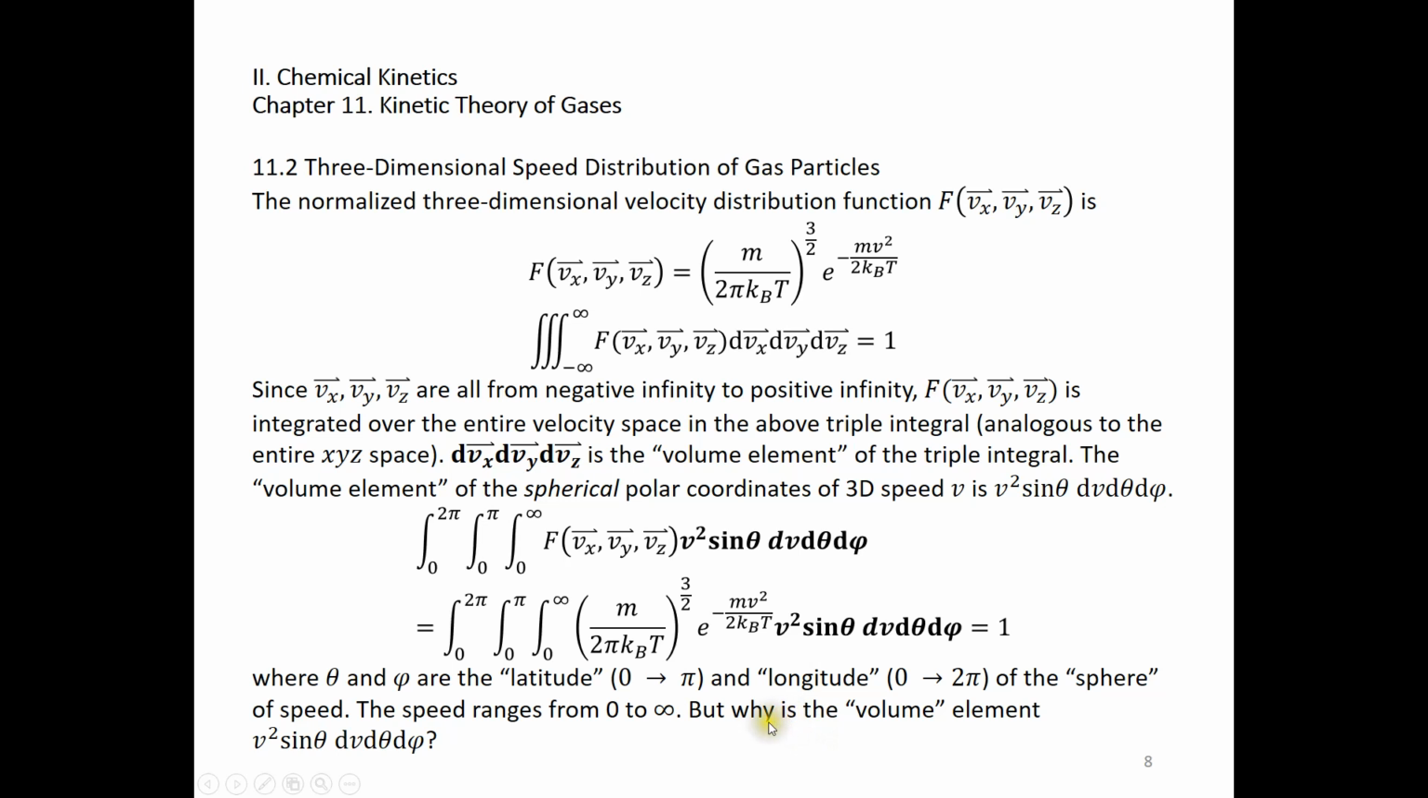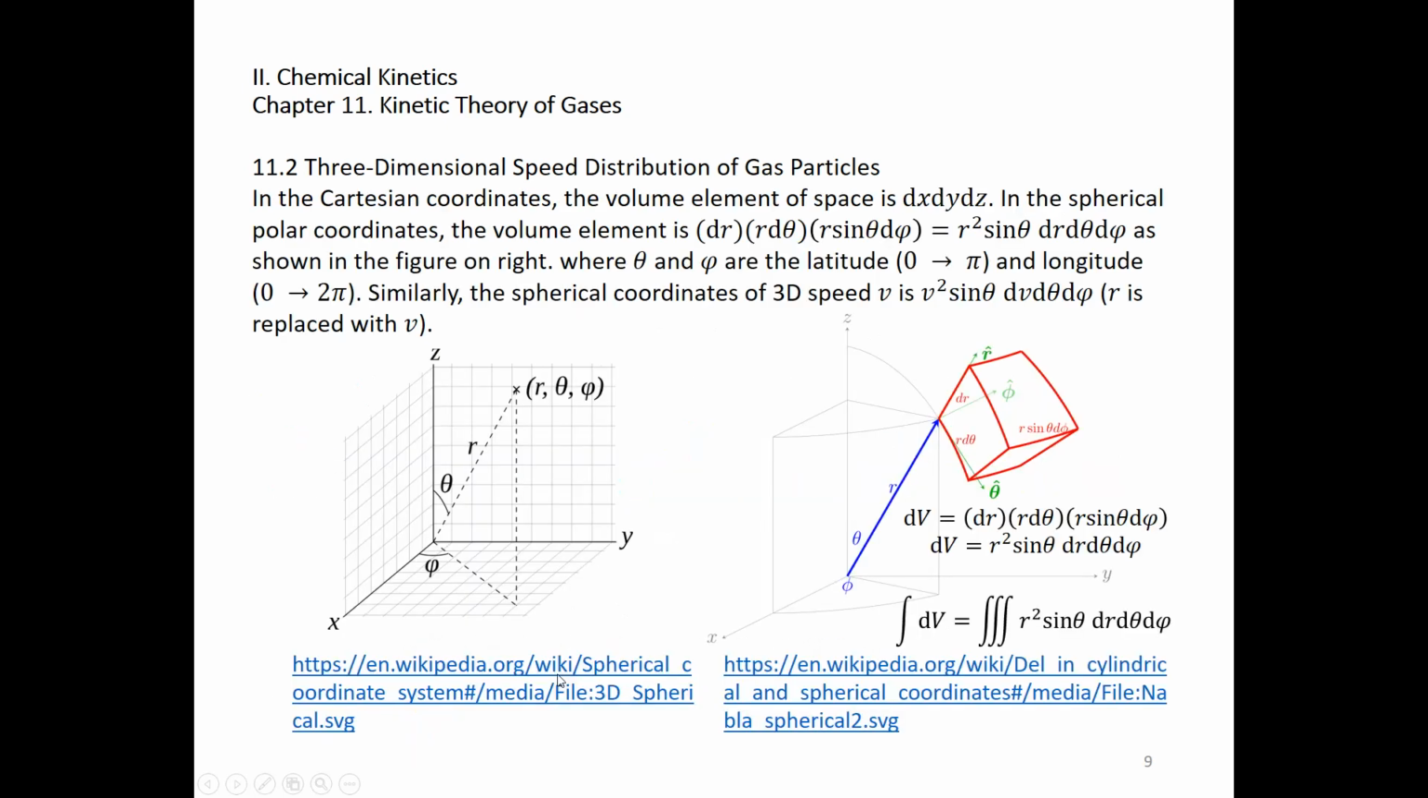Now we're going to answer this question: why is the volume element v squared sine theta dv d theta d phi with this kind of limits? We'll have to look at two graphs. I'm going to use xyz for a simpler explanation. In Cartesian coordinates, the volume element of space is dx dy dz.